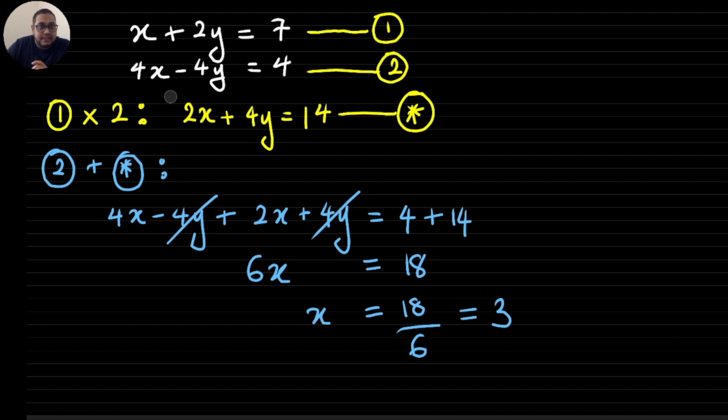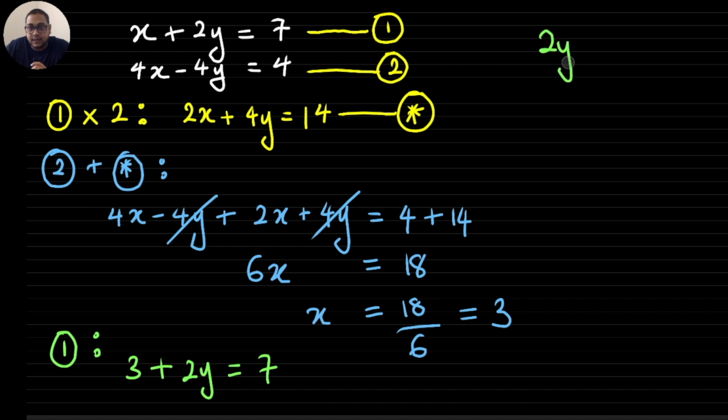And I'm going to consider equation 1. I can now substitute x equals 3 instead of x here. So that will be 3 plus 2y equals 7. I will continue it here. And 2y is equal to 7 minus 3.